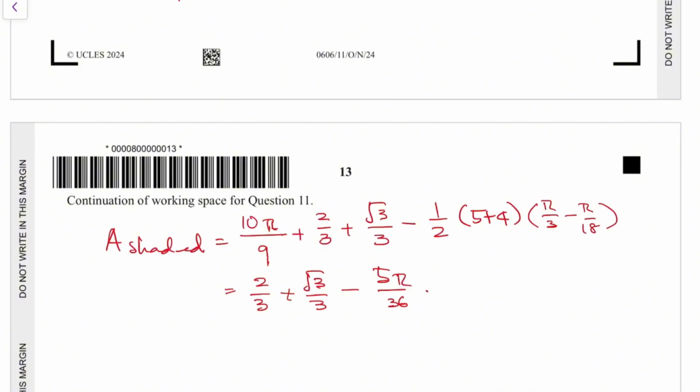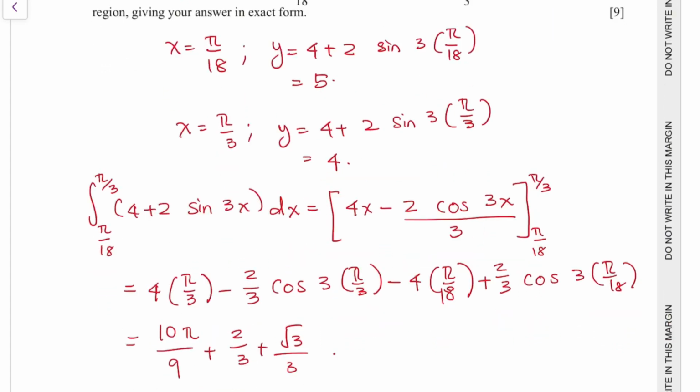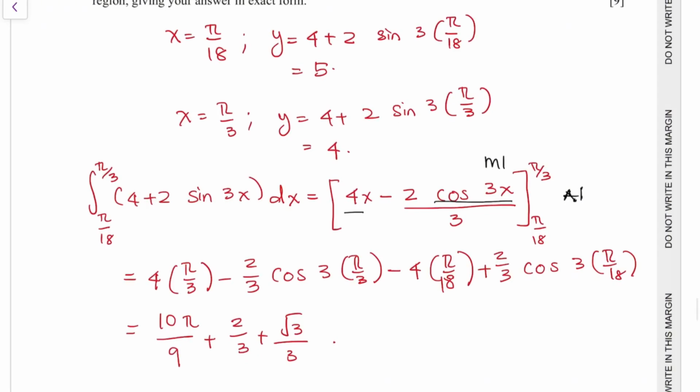How do you get marks for this question? Let's start from the top. You'll get the first mark when you integrate correctly, when you have 4x and whatever constant with cos 3x. That's your M1. The next mark is when you have this accurately. That's your A1. Next one is when you apply the correct limits and subtract them. So this is M1.